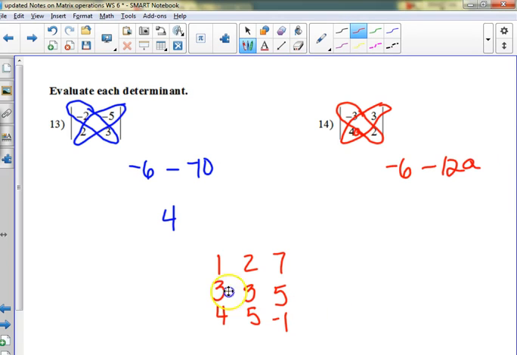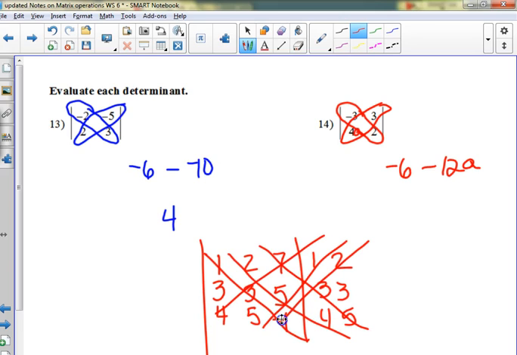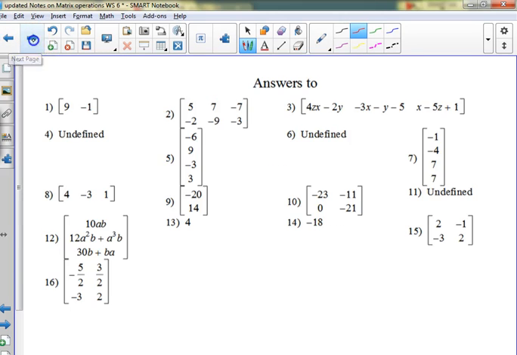Okay, if it's a 2 by 2, it's easy. I just want to show you this. If it gets bigger than a 2 by 2, what you have to do is rewrite the first 2 columns, and then you do this product plus this product plus this product minus this product minus this product minus this product. Okay? Yeah. It's icky. So we're just going to do it on the calculator. All right.